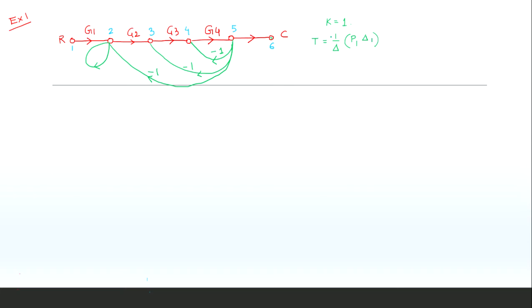First, let's find P1. What is P1? P1 is the gain product of the feed-forward path. This is my feed-forward path, and G1, G2, G3, G4 are the gains. So what is the gain product? It will be G1 into G2 into G3 into G4. So P1, as it has a single feed-forward path, is the gain product G1, G2, G3 and G4.